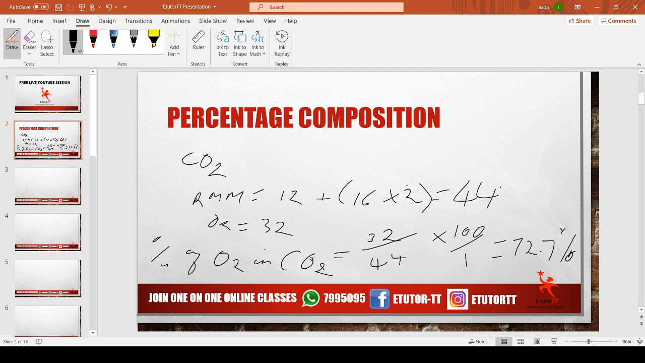Alright, so it's pretty straightforward. You record the total RMM, you find the molar mass for whatever composition you are looking for, and you work out the percentage, right? So that's basically it.